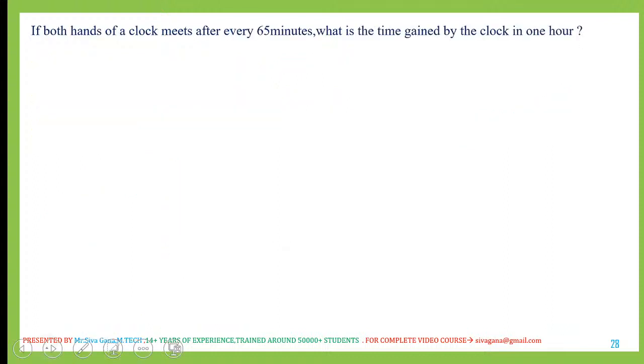Let us see. Very important model. If both hands of a clock meet for every 65 minutes, what is the time gained? Students, tell me, both hands of a clock meet for every 65 minutes. Every 65 minutes they are meeting. Based on this, how can I justify that it is gaining time?